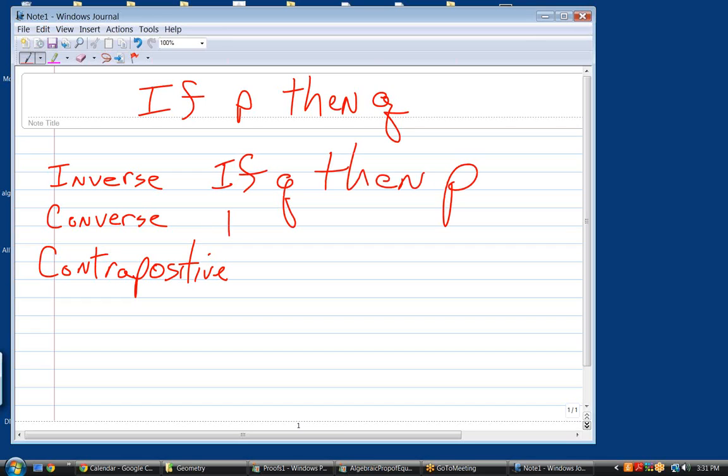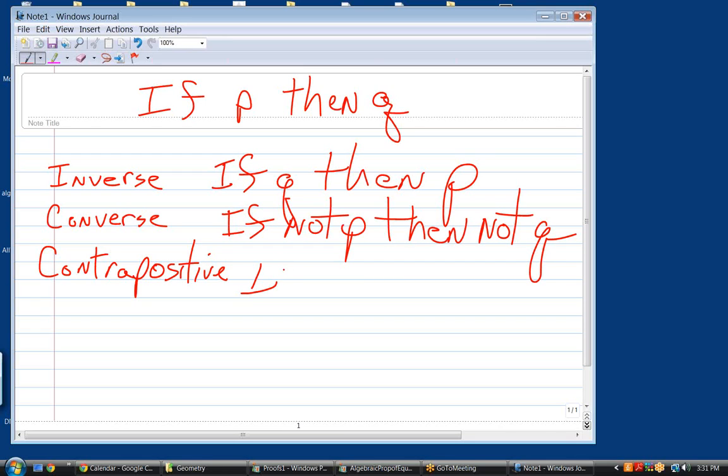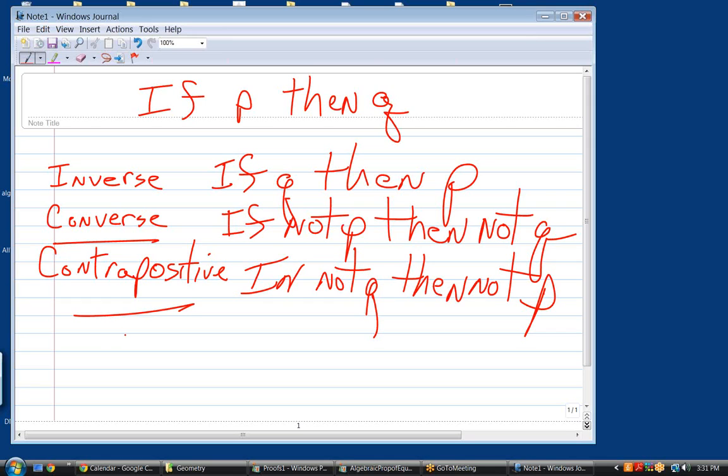Converse would be what? If not P, then not Q. Correct. And contrapositive. If not Q, then P. If not Q, then not P. Not P. In other words, both of these have two nots in them.